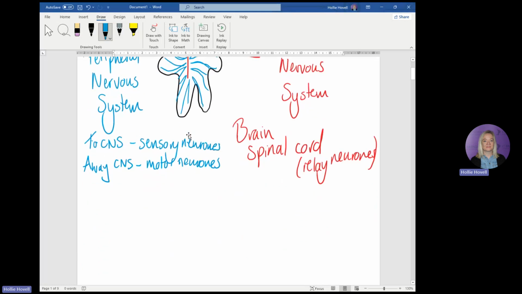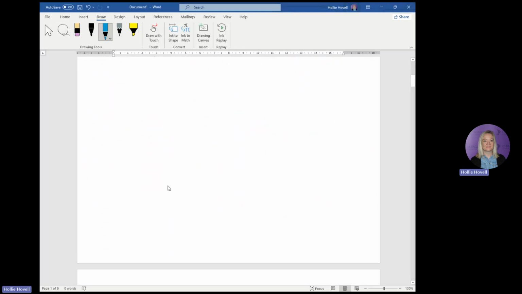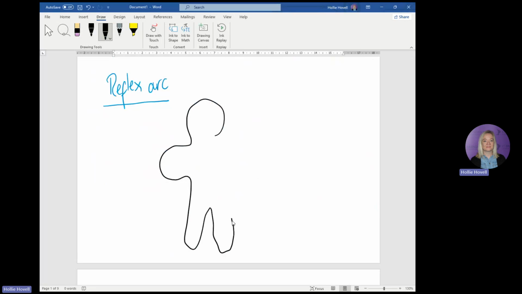Now at GCSE, you will have done the reflex arc. The reflex arc is a way of remembering how those different neurons fit together. So if we've got our person again, and usually we use the example of touching something hot, although it could be any kind of stimulus really. Okay, so there's our hot flame. That would be called a stimulus. So that's step number one, that there's some kind of stimulus.